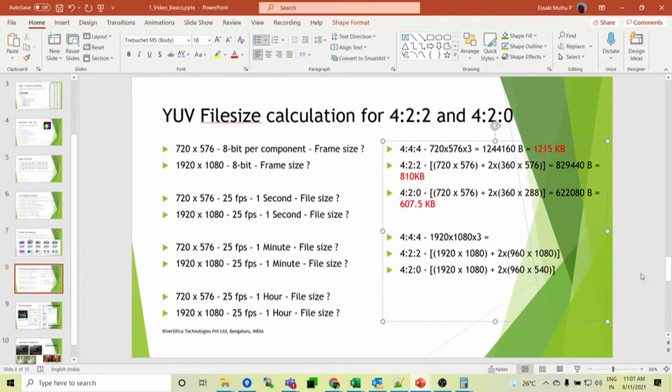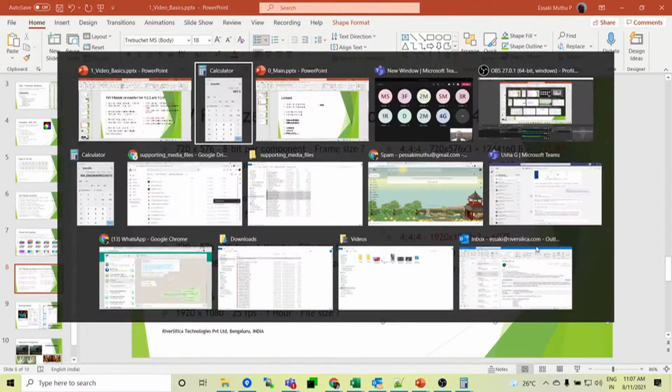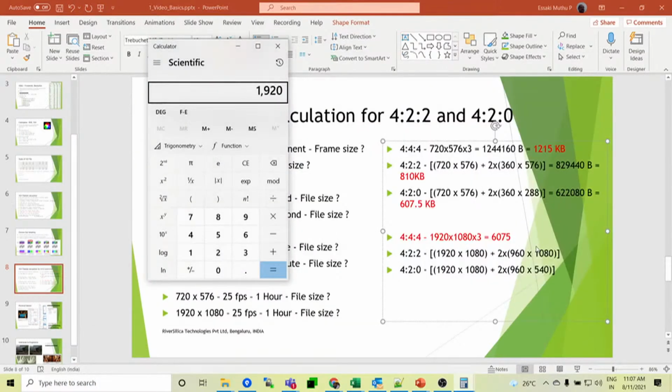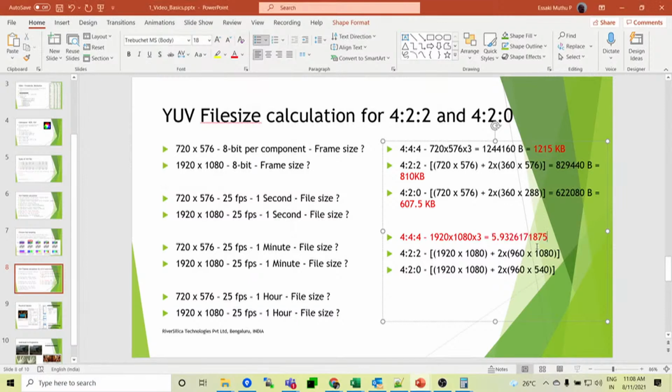Calculate the file size or frame size for 1920 by 1080. For this I am asking this question. 6075 sir, kilobyte. 6075 kilobyte. Can you convert into megabyte? So it will be easier. 1920 cross 1080 into 3. 5.93. 5.93. Okay, very good. So this, 5.9326, megabyte.